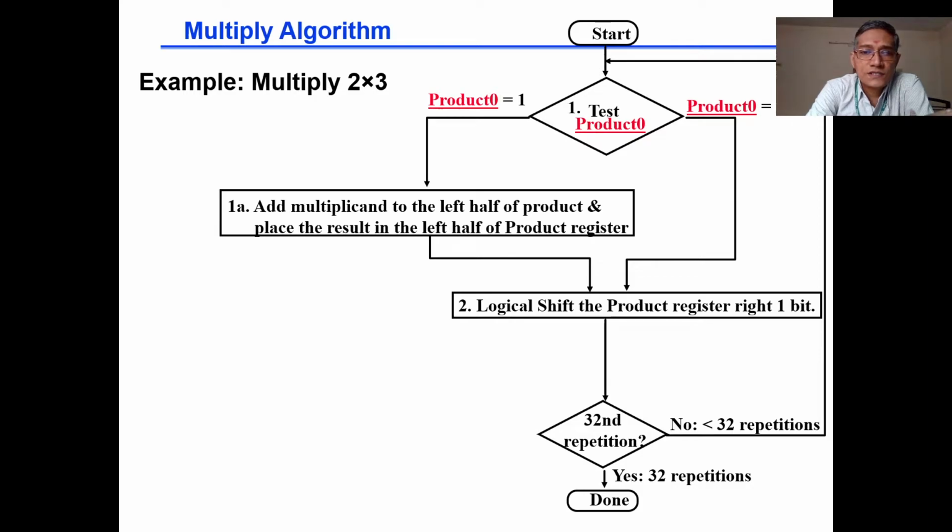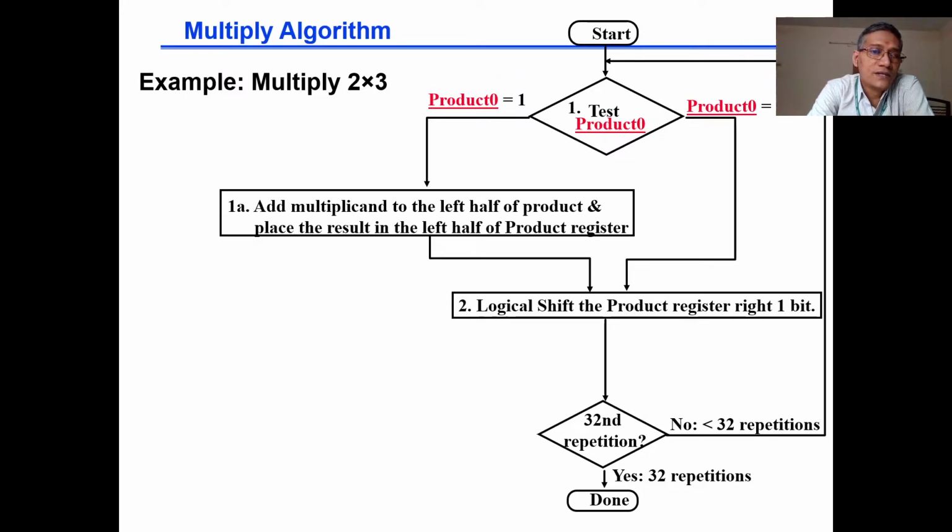Okay, so this step is going to be repeated for 32 iterations. Why 32? Because the total number of bits we have is 32 bits. So once the 32 iterations are completed, we are done, and the result will be available in the product register. If the product register's LSB value is 0, then we will skip that first step.